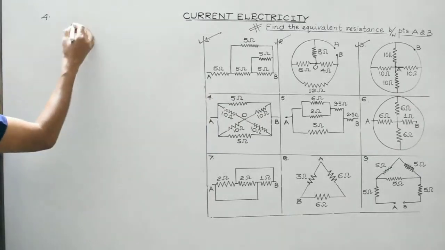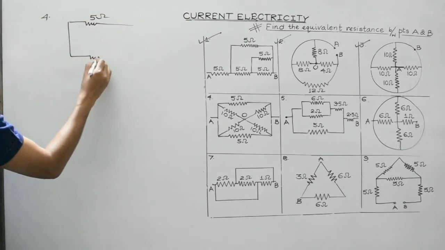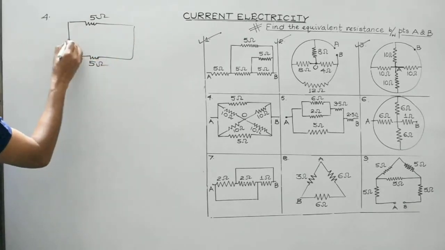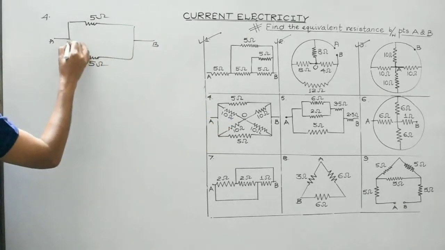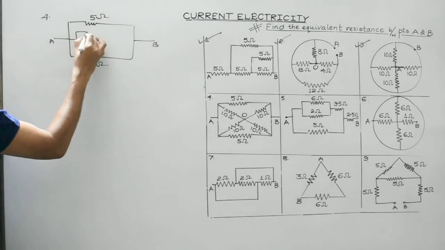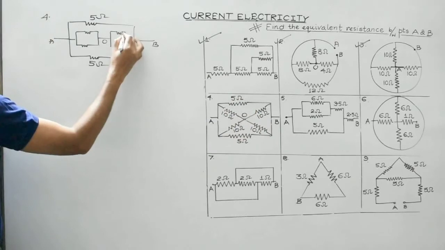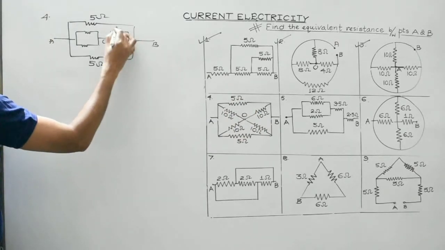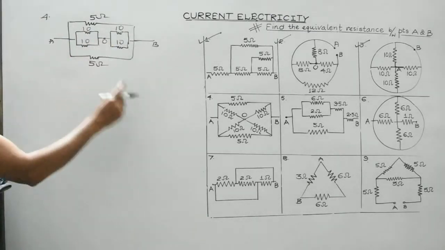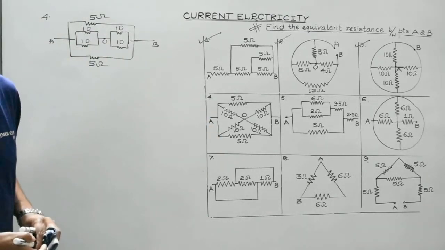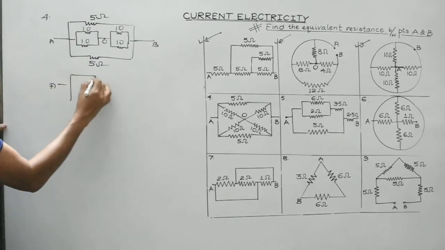So the circuit can be modified in the following manner. This is 5 ohm. This is 5 ohm. This is point A and this is point B. Okay, these two are in parallel, right? So it can be redrawn like this. This is point O. Again, these two are in parallel. So it can be redrawn in this particular manner. 10, 10, 10, 10. Right, students? The circuit can be redrawn in this particular manner. Right? So these two are in parallel, no doubt regarding this. So it can be further modified in this manner.